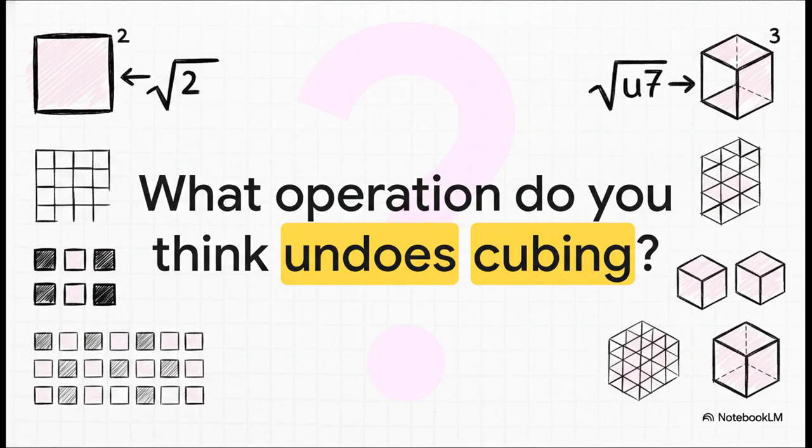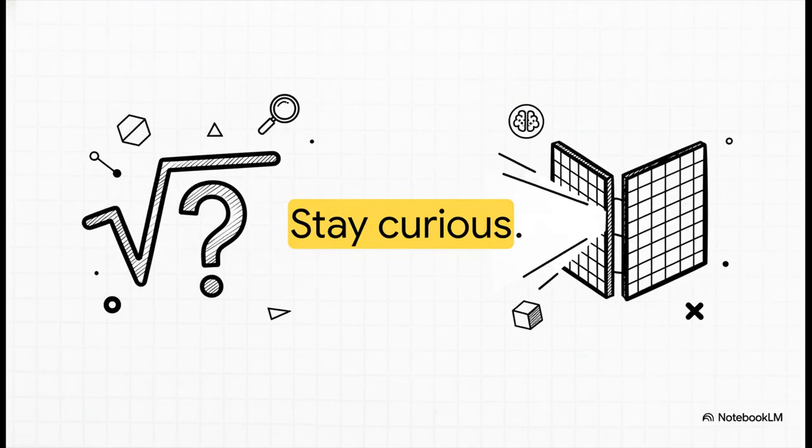Okay, let's leave you with a little something to chew on. We've just learned that a square root undoes squaring, which is a number times itself. So what do you think undoes cubing a number? You know, a number times itself again. What would that look like? The answer to that question is your next big step in algebra.